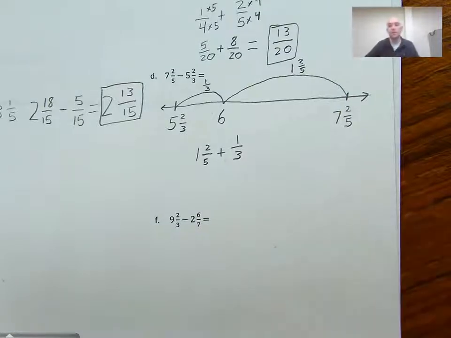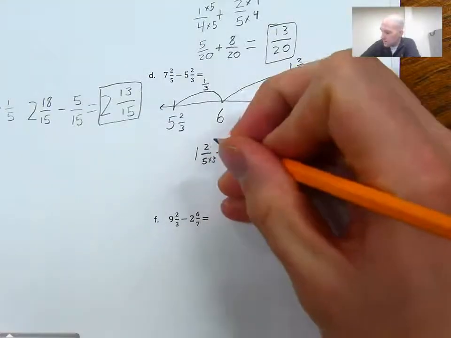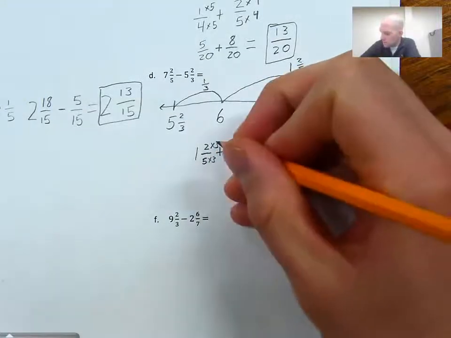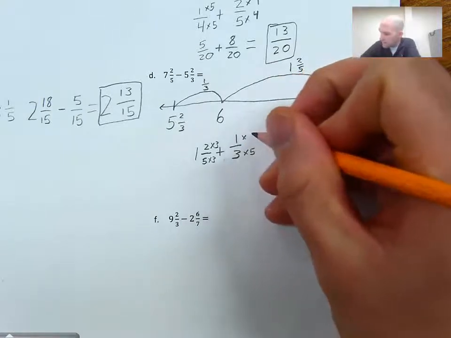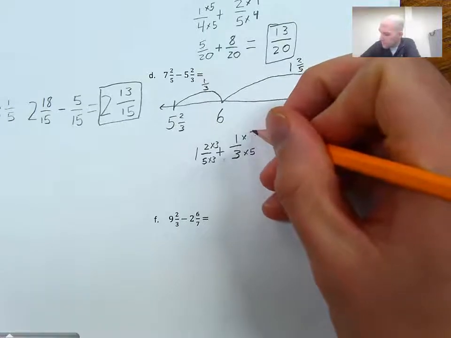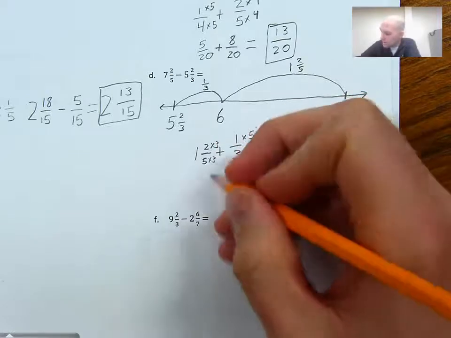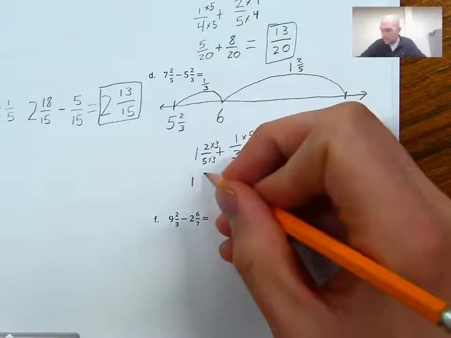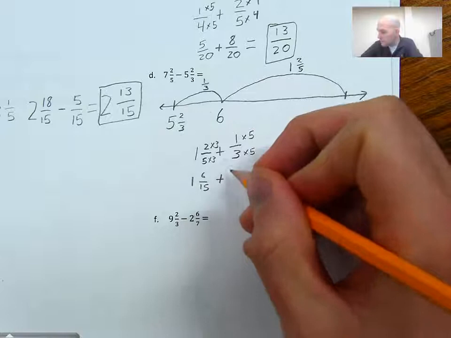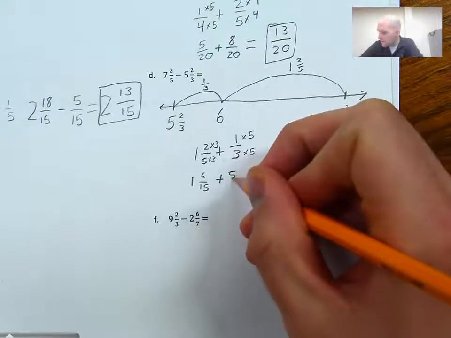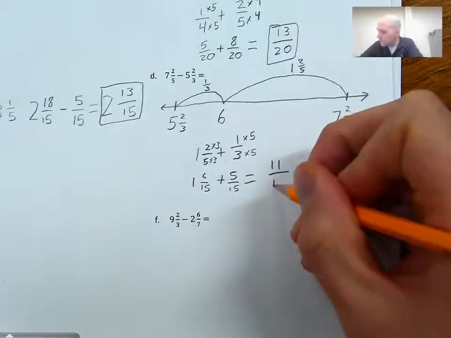You're going to have to turn the subtraction problem now into an addition problem. I multiply by 3. And then this one I'll multiply by 5 because I'm trying to get 15 on my denominator. I have 5 times 3 is 15 and 3 times 5 is 15. Anything I do to my denominator, I also have to do to my numerator. I'm going to end up with 1 6/15 plus 5/15. And I'll end up with 11/15.